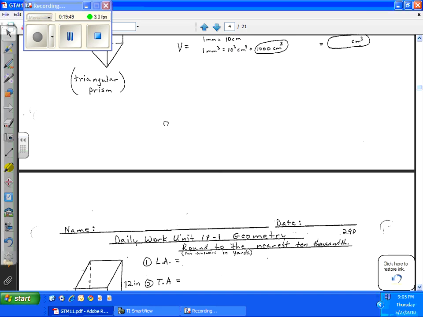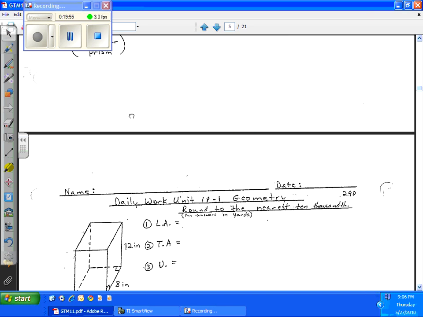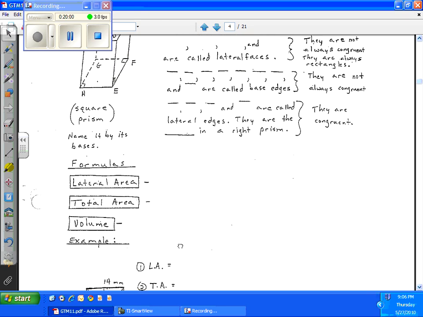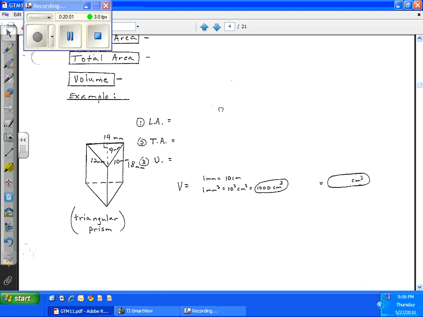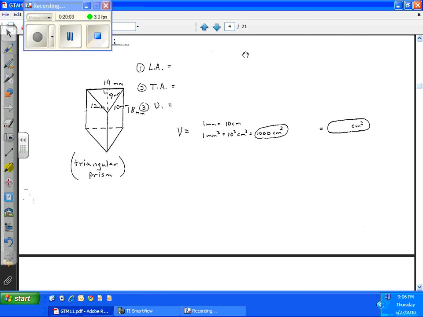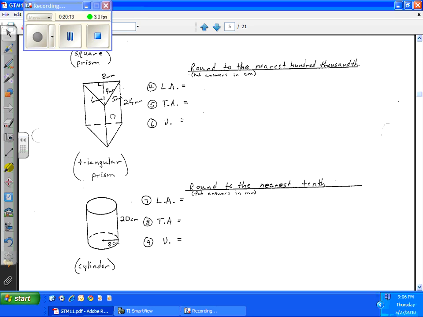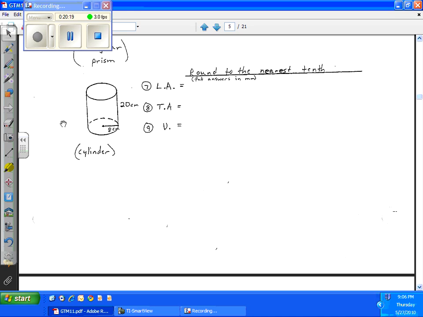All right. So let's look at the daily work. In the examples, we had a square prism. We did some work with a triangular prism. So in the homework, why don't we work with a circular prism, which is also known as a cylinder. Okay, so we're going to use our formulas here.